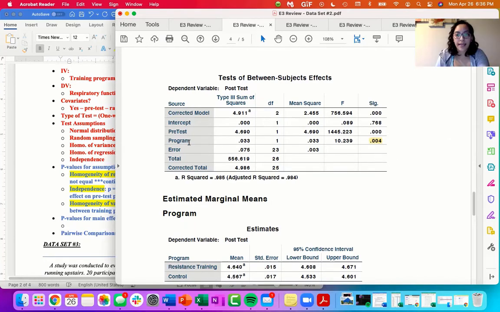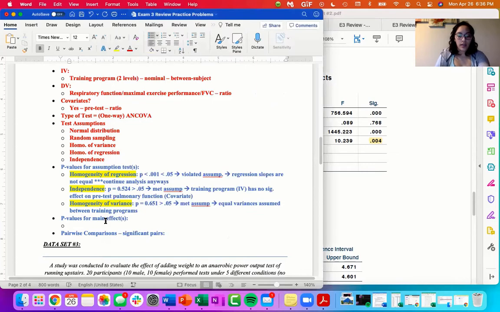Okay. So again, remember, if the purpose of the ANCOVA is to see how the independent variable affects the dependent variable after you've controlled for the covariate, we still want to know the independent variable effect on dependent variables. So that's why we would read the program row. So our reported p-value is going to be 0.004, which is less than 0.05. So what does that mean? How would we interpret this?